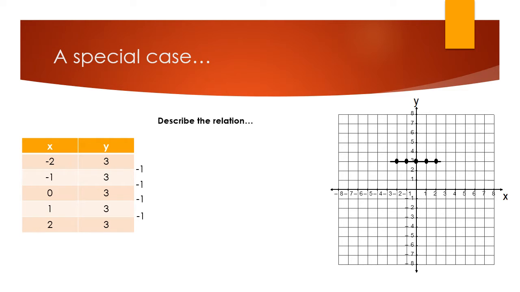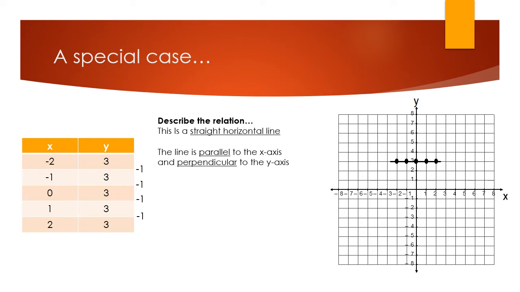So how do we describe this relation? It is a straight horizontal line. A horizontal line is a flat line. It's parallel, which means it runs in the same direction as the x-axis. And it's perpendicular, which means it meets the y-axis at a 90-degree angle. The y-coordinate of every single point, no matter what my x value is, is 3.